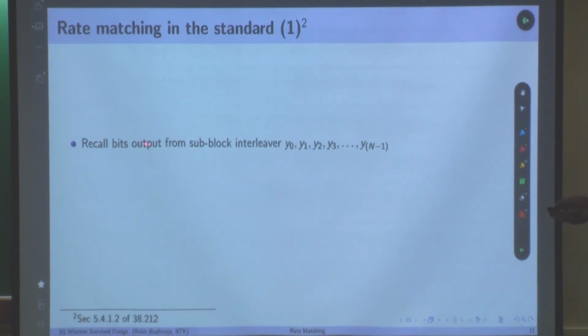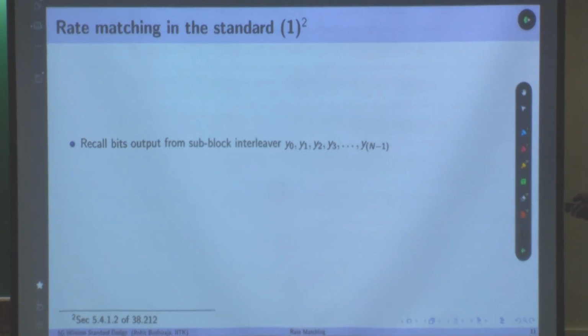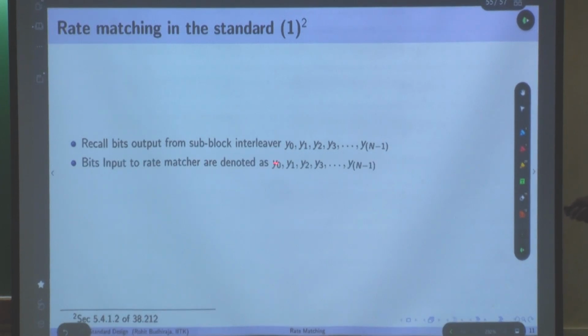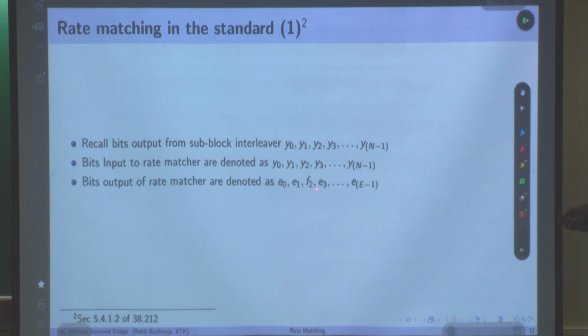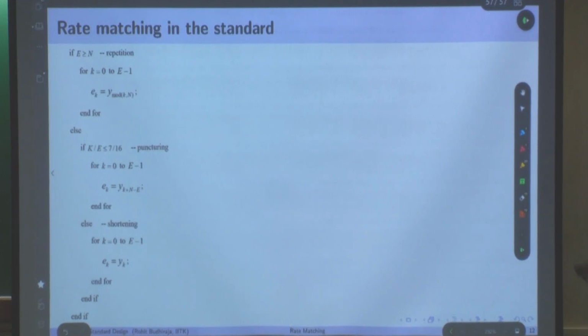I'll just take 2 minutes. The output from the sub-block interleaver is given like this. Remember? This becomes the input to the rate matcher. The output of the rate matcher is E. There's a typo; it should be E1, E2, E3. What is the input to the rate matcher? N. Output of the rate matcher? E. And this is how it is specified in the standard.